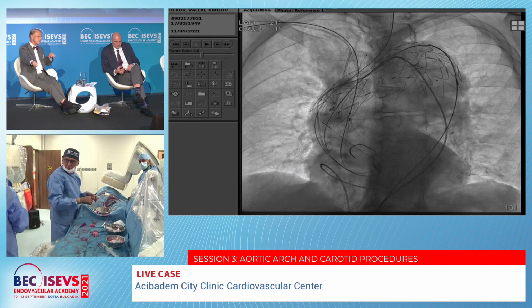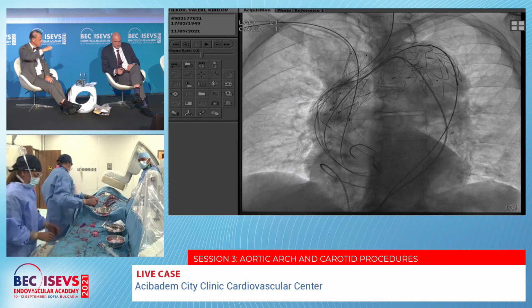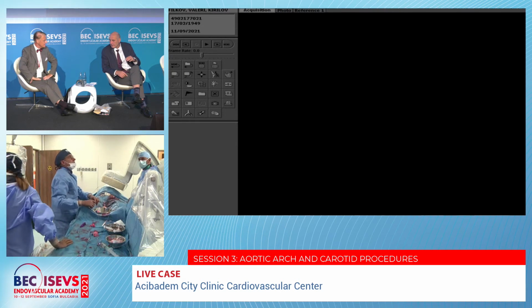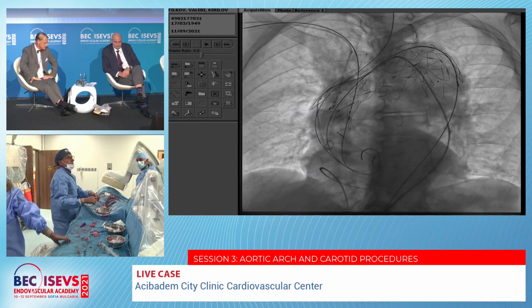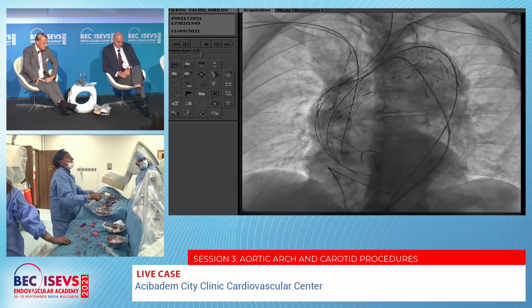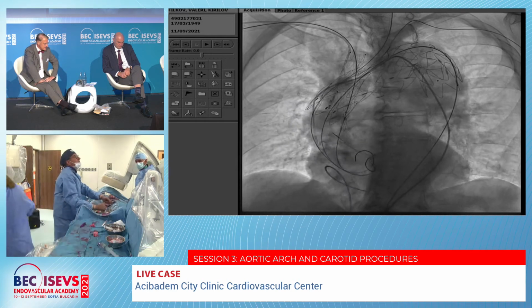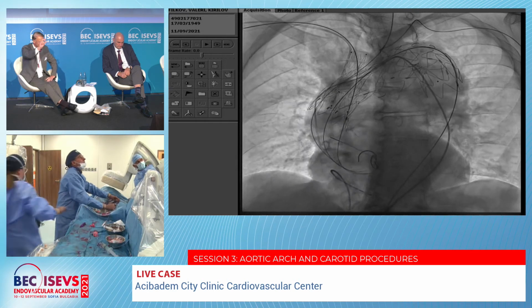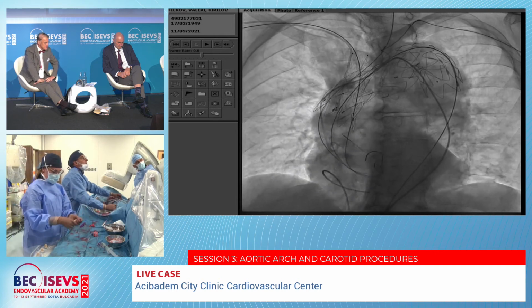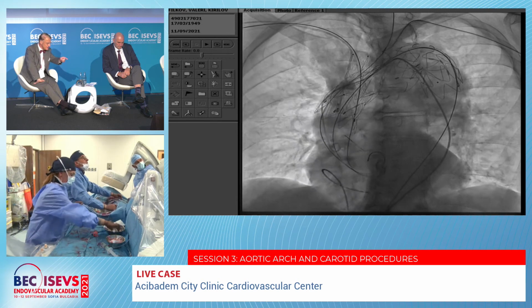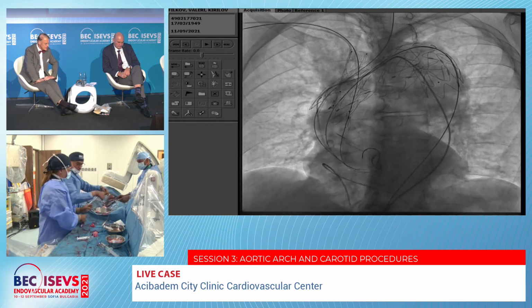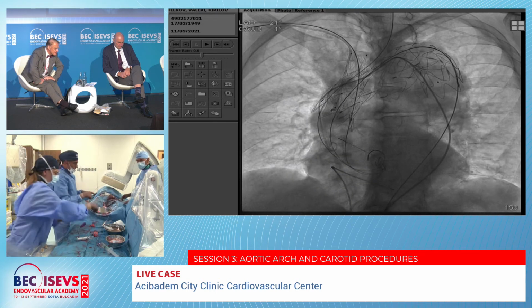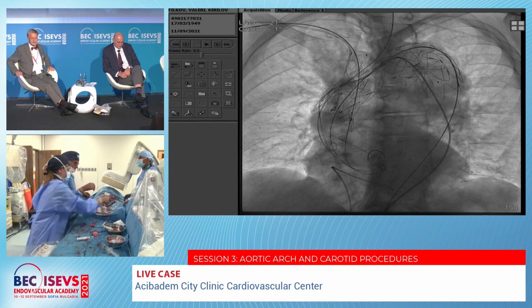So the question is, he wants to occlude also the left subclavian, and for that you can use an Amplatzer plug or other things. I don't know what they have available and what they will use. Amplatzer plug is very fast. You have only to bring it in position. I see they are doing something there. Yes, it looks like something like that.